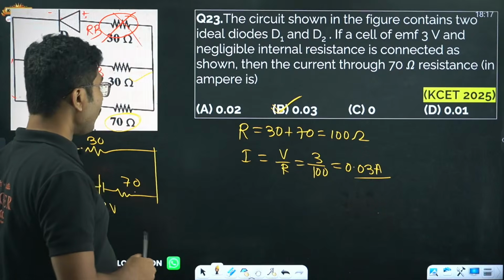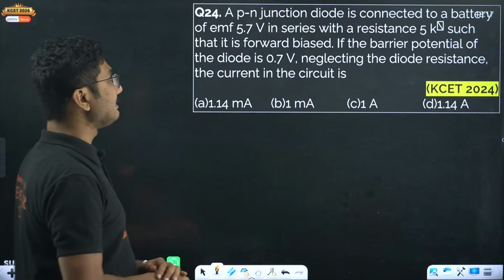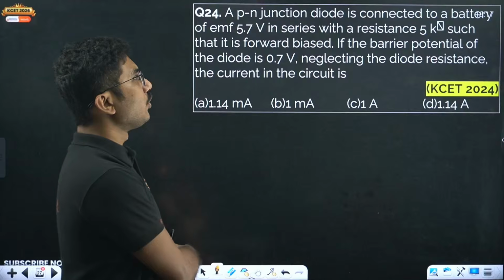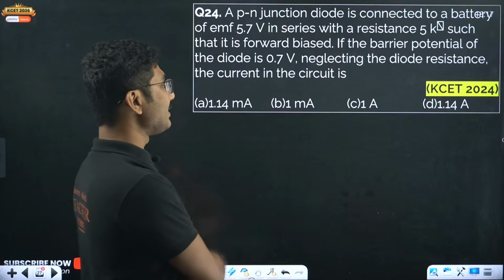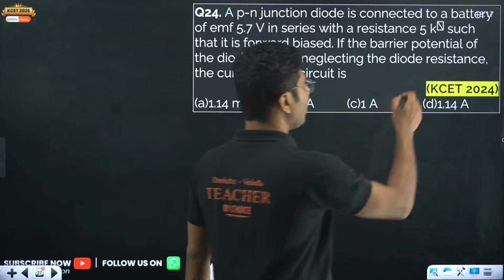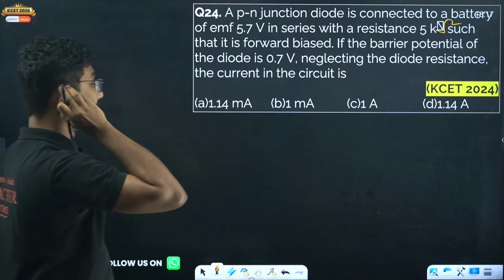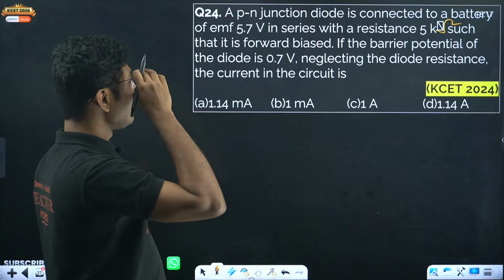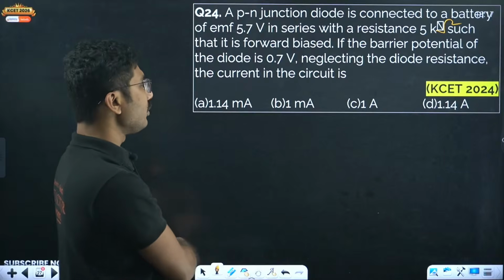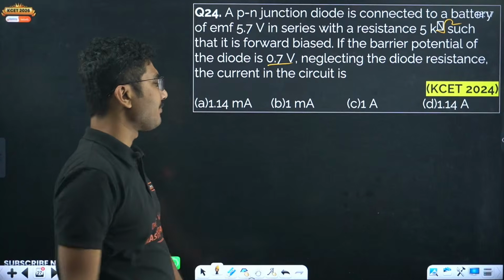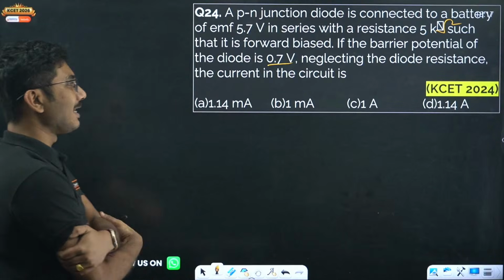Okay, now let's move on to the next question. A PN junction diode is connected to a battery of 5.7 volt in series with a resistance of 5 kilo ohm. This is kilo ohm, the ohm symbol somehow got misplaced, such that it is forward biased. If the barrier potential of the diode is 0.7 volt, it is a silicon diode. Silicon diode has a 0.7 volt barrier potential. Neglecting the diode resistance, the current in the diode is?